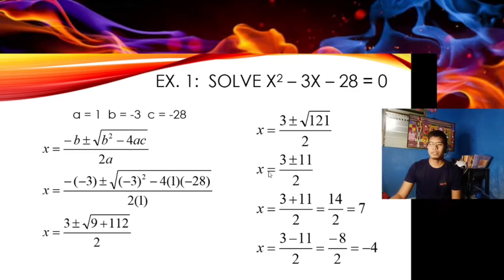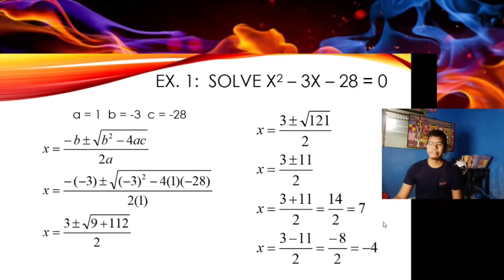And then we're going to solve these separately. The first one using the addition and the other one using the subtraction. So we have x equal to 3 plus 11 all over 2. 3 plus 11 is 14 divided by 2, which is equal to positive 7. And the other one using the subtraction, we have 3 minus 11 divided by 2. 3 minus 11 is equivalent to negative 8 divided by 2, so that is equal to negative 4.